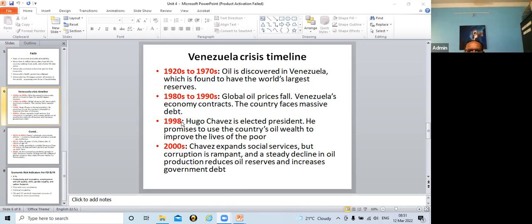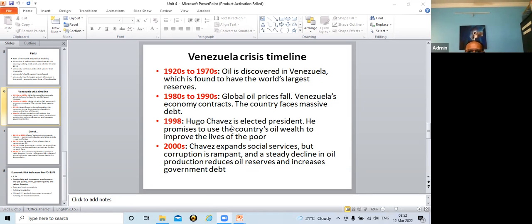Here I have segmented it by particular years, 1920 to 1970. Between these 50 years, oil was discovered in Venezuela. So this was a good situation for Venezuela. They became the world's largest reserves. Then in 1980, within 10 years, all of a sudden oil prices fell, and then problems started with Venezuela. So this was the beginning of their problems, particularly between 1980 and 1990.